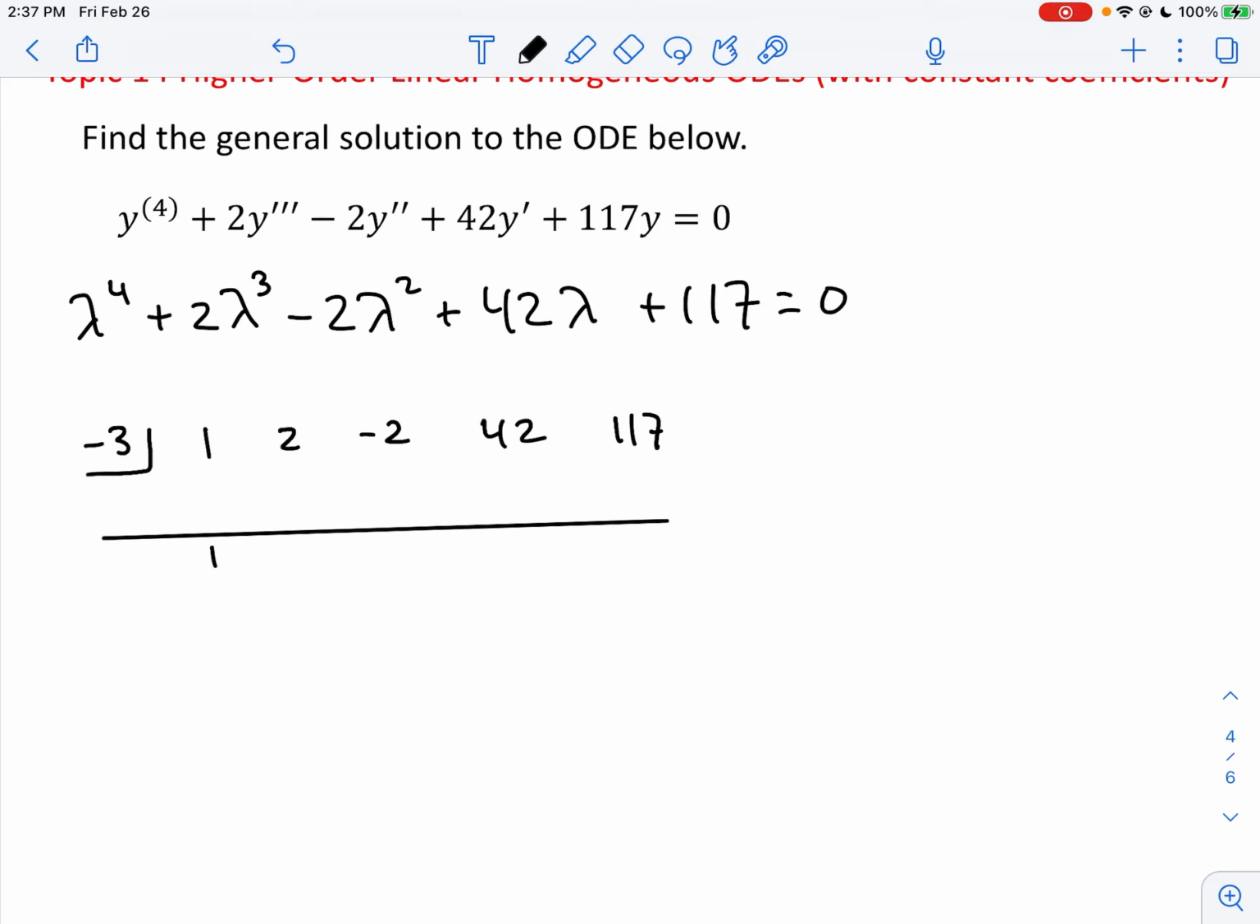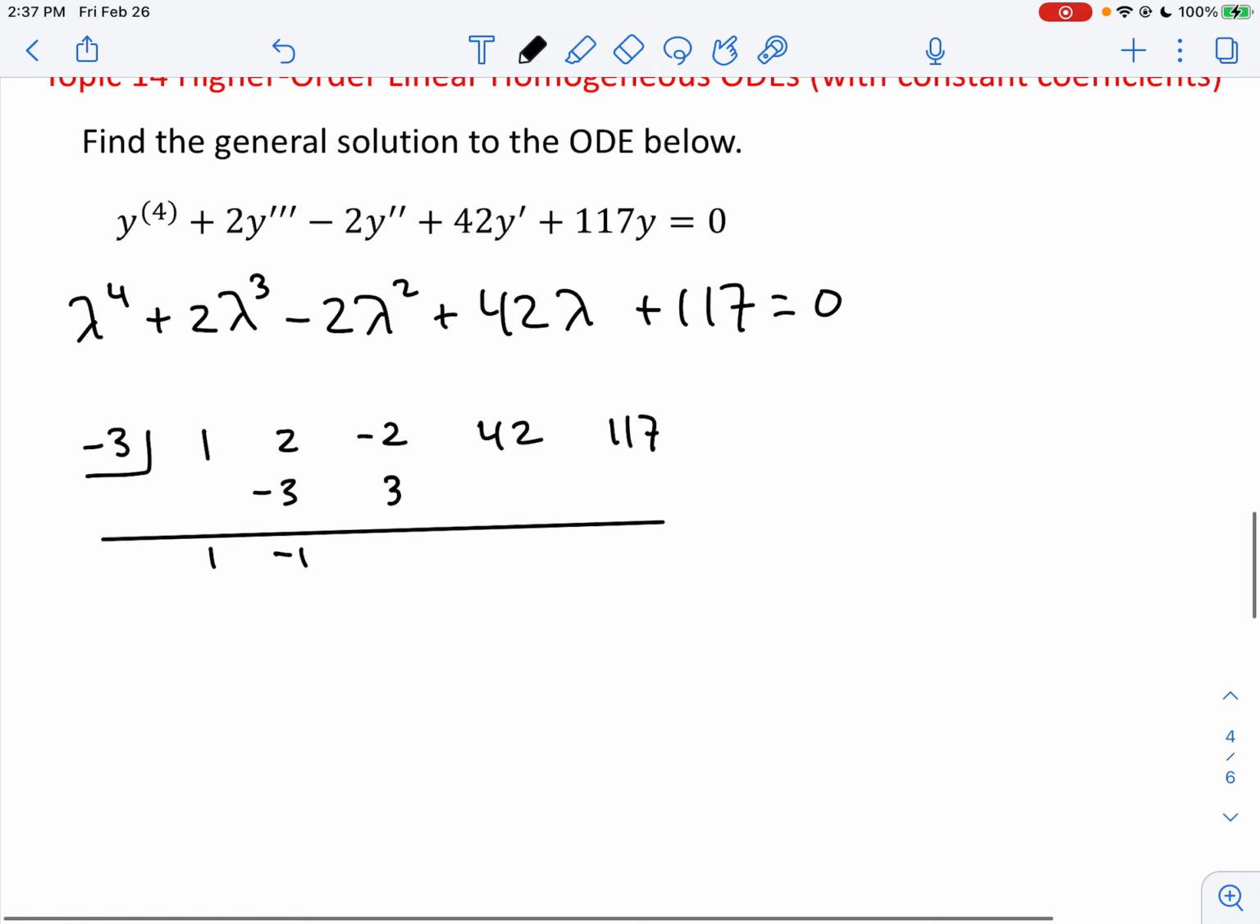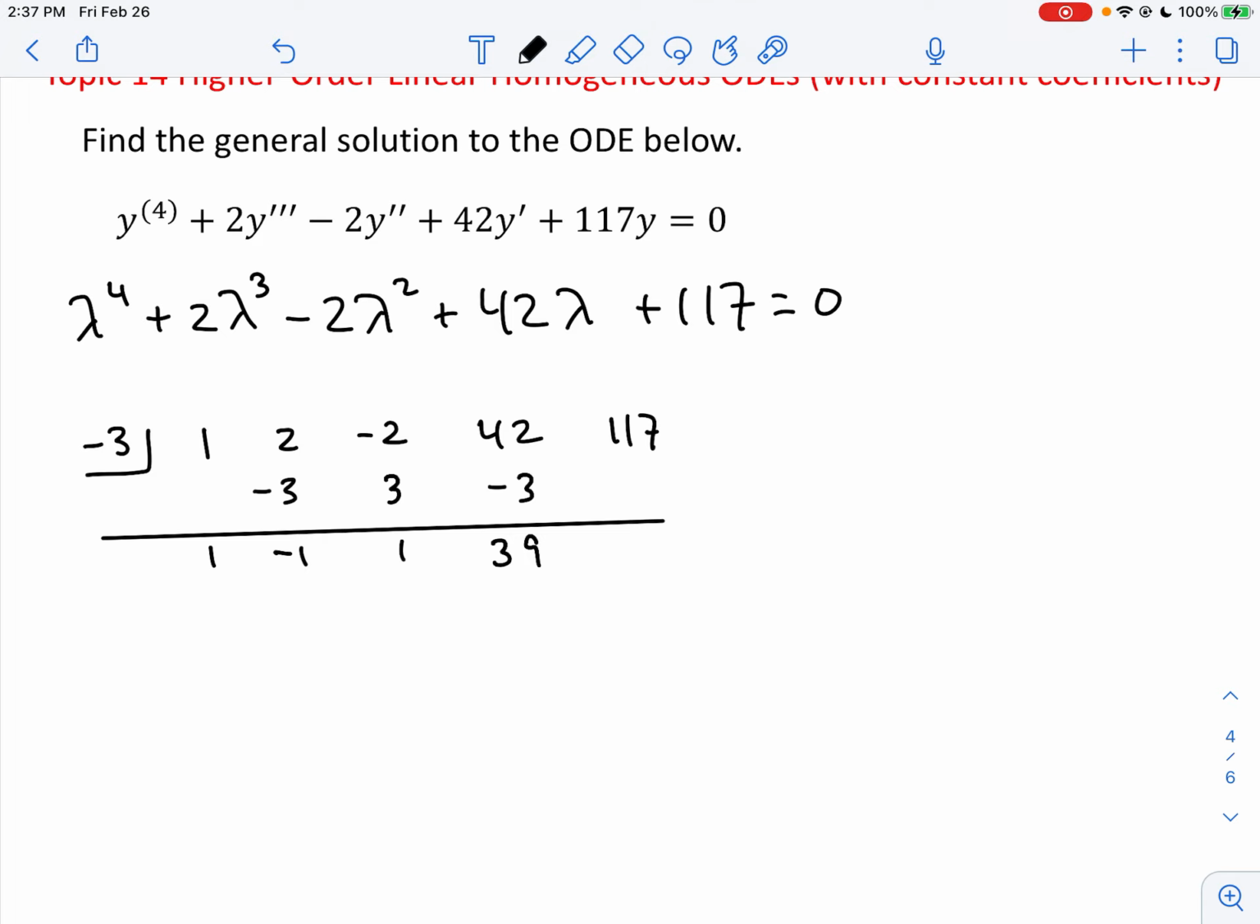Okay, bring the 1 down, multiply with negative 3, add these, you get negative 1, multiply with negative 3 is 3, add those, you get 1, multiply, we get negative 3. 42 minus 3 is 39, and 39 times negative 3 is negative 117. So sure enough, that gave us a 0 remainder. So try negative 3 again. Keep trying the same number until it stops working, and then you move on to another guess.